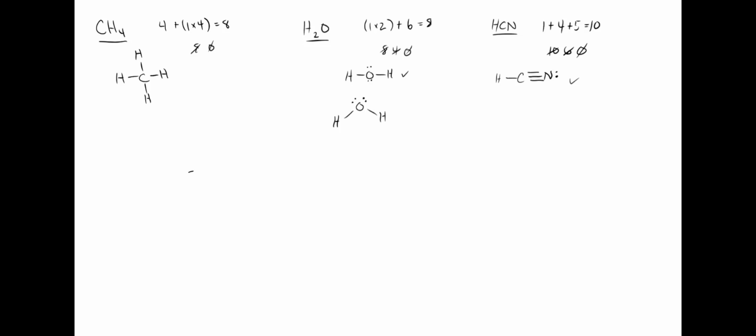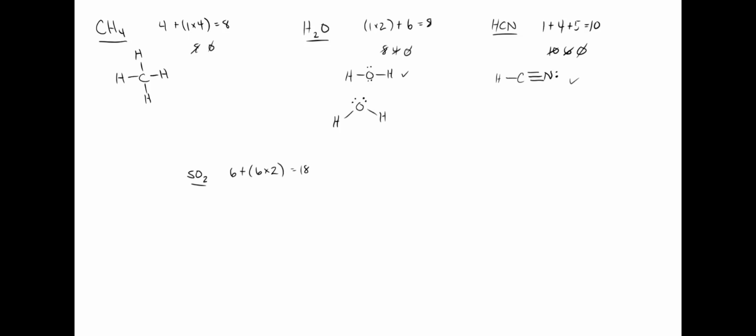SO2, sulfur dioxide. Sulfur has 6 valence electrons because it's in group 6A. Oxygen is also in group 6A, so we have 6 times 2 because there are 2 of them. So this would be a total of 6 times 3, or 18 valence electrons, quite a bit more.